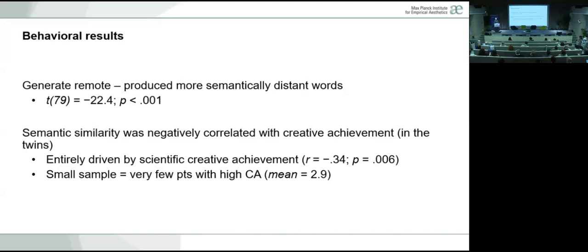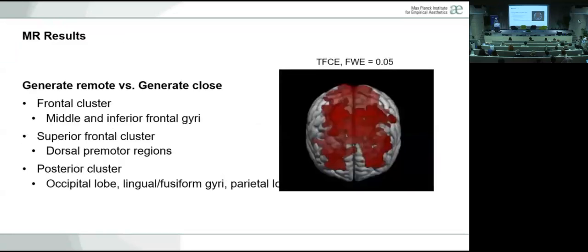And I could also mention that there was a relation with psychosis proneness and generating remote words, around 0.34. Okay, so in this, let's see, hang on one more time.